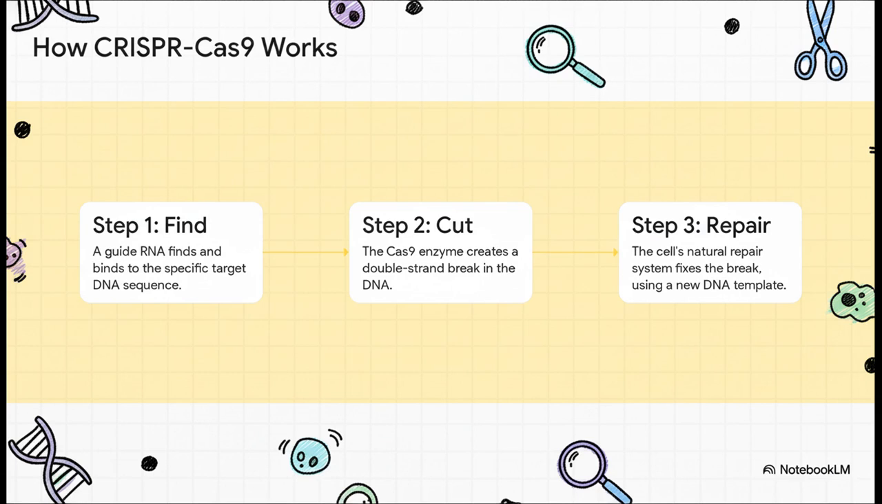Let's break it down into three simple steps. First, the guide RNA finds the target. Second, the Cas9 scissors cut the DNA. And third, the cell's own natural repair system kicks in to fix the break. And here's the really clever part. Scientists can supply a new, corrected piece of DNA, and the cell will use that new piece to repair the break. And just like that, the gene is edited.